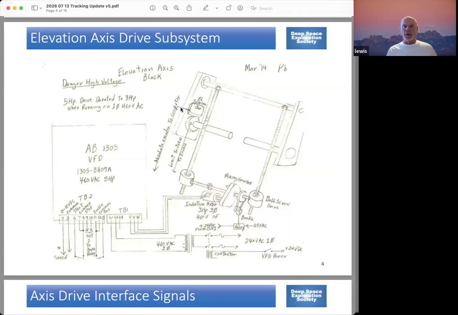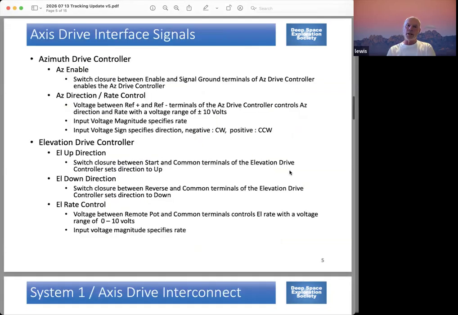Now we're going to go through a set of charts to see how the system one gets access to those signals and uses them to control the axes.